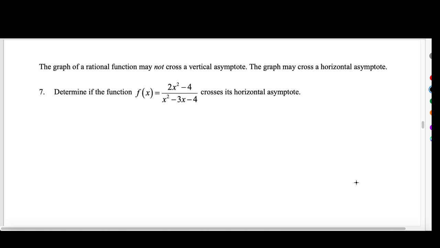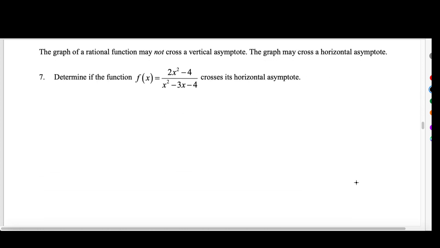Now, I mentioned earlier that it is not possible for the graph of a rational function to cross a vertical asymptote, but it is possible for the graph to cross a horizontal asymptote. And when you are graphing a rational function, that is an important thing also to check, to see if the graph intersects or crosses the horizontal asymptote at some point, and if it does, what are the coordinates of that point? So let's explore that with this function right here.